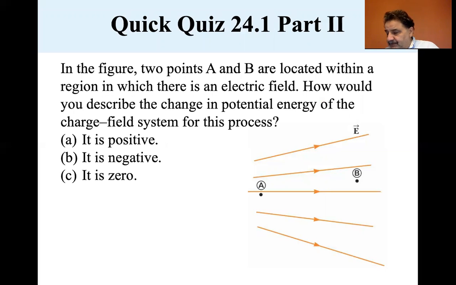All right. Now, in the figure, two points A and B are located within a region in which there is an electric field. How would you describe the change in potential energy of the charge-field system for this process? Well, in this case, it's positive, because the change in potential energy, delta U, is equal to Q0 times delta V. So if a negative test charge is moved through a negative potential difference, the change in potential energy is positive. Okay, so it is positive.